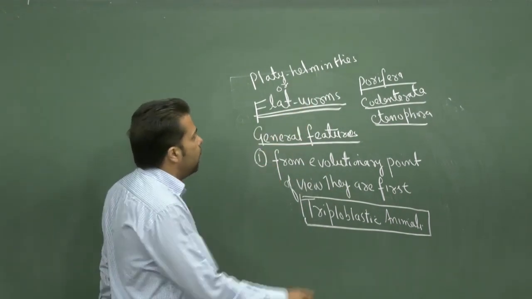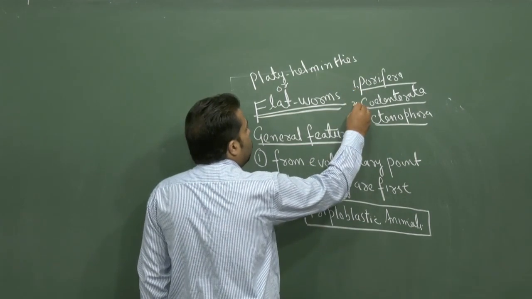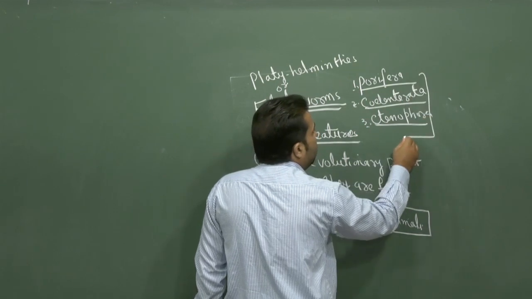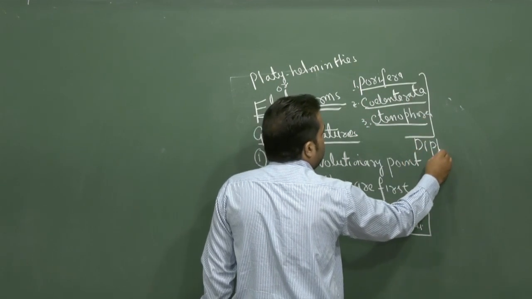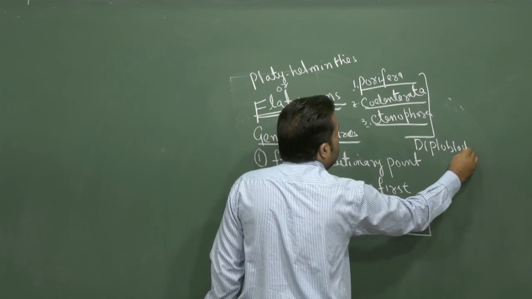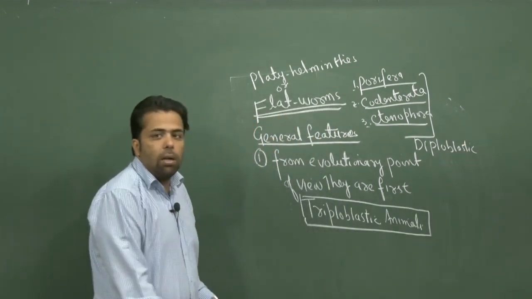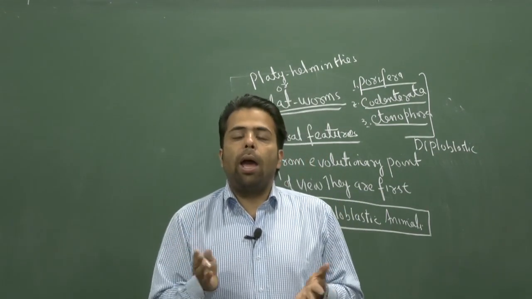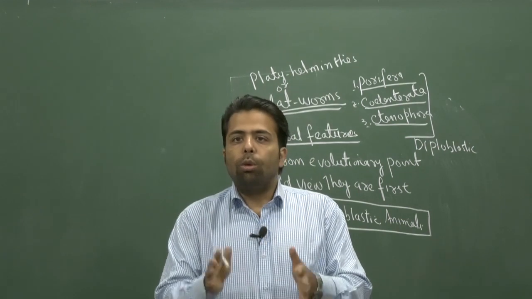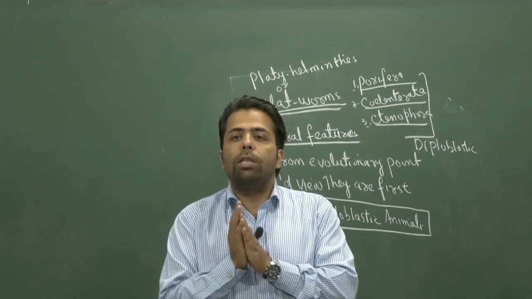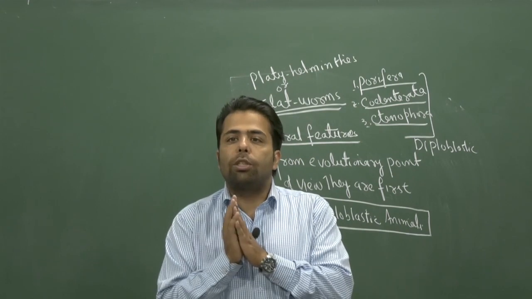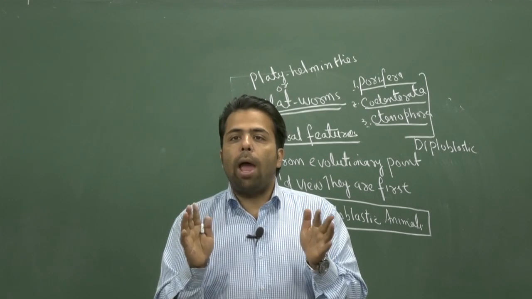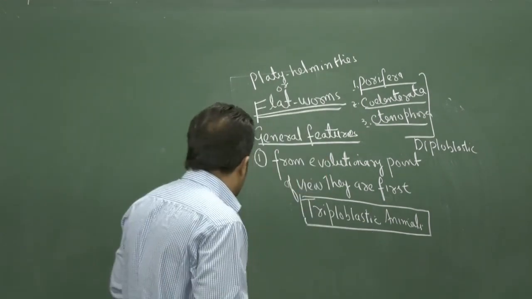So the previous phylums, phylum number 1, phylum number 2, and phylum number 3, they were diploblastic. So this is an advancement over Porifera, Coelenterata, and Ctenophora. So phylum platyhelminths are the first animals which are triploblastic. That means they have three germ layers, endoderm, ectoderm, and mesoderm, like this.